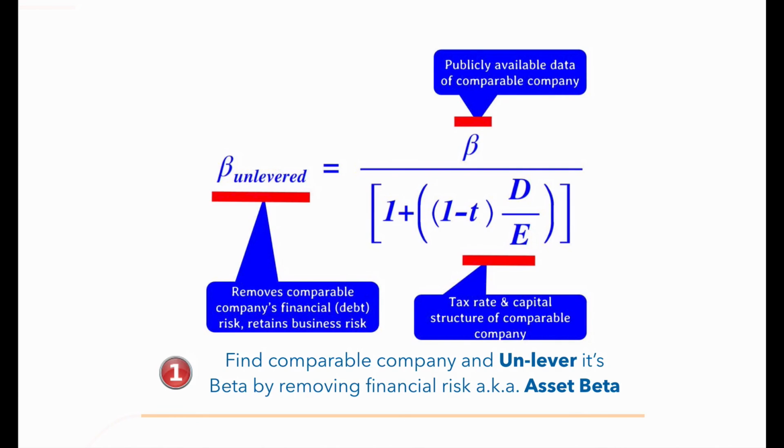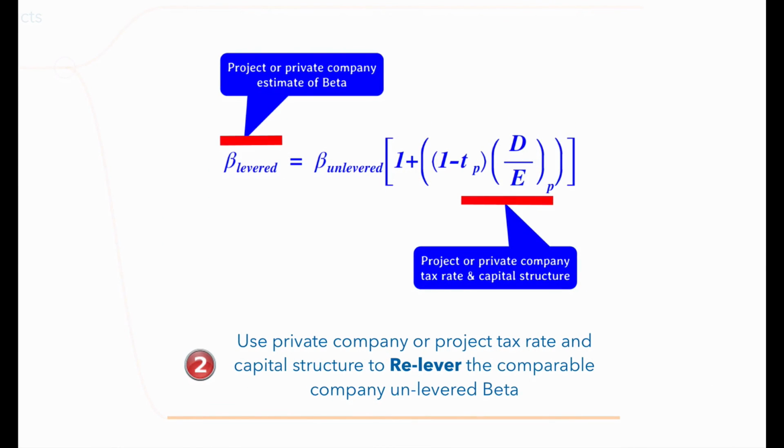We then take that asset beta and use the private company or project's tax rate and capital structure to relever the comparable company's unlevered beta.